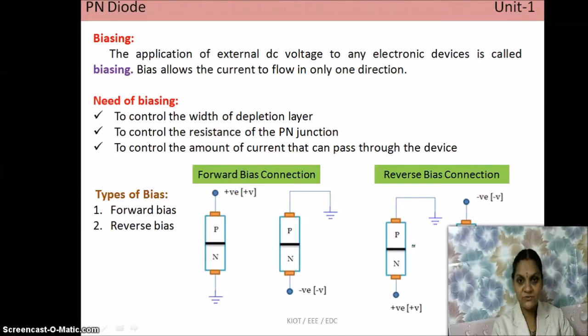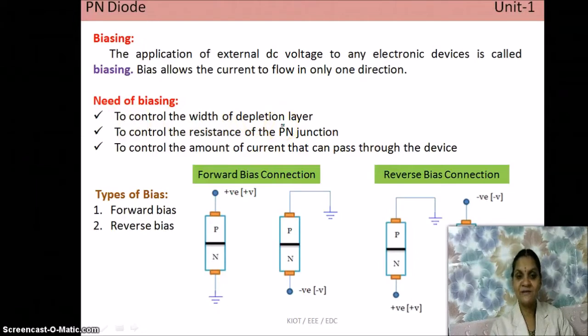Due to the presence of biasing, the current starts to flow in the diode from anode to cathode. And what is the purpose of biasing? That is the need for biasing. The need for biasing is to control the width of the depletion layer.